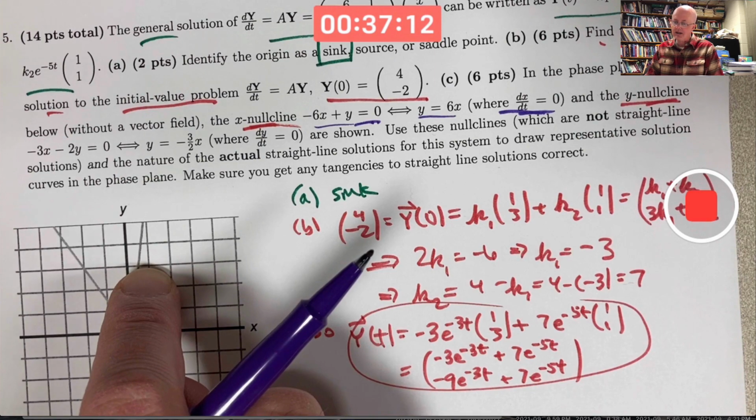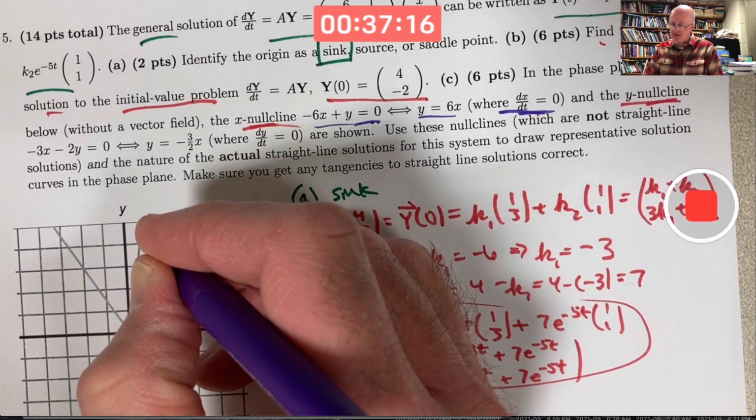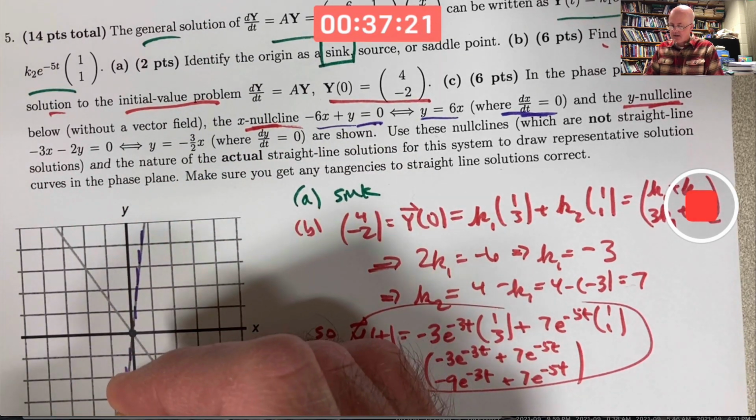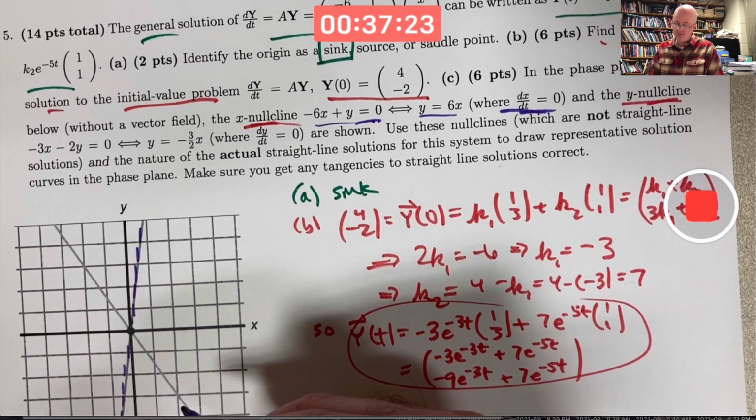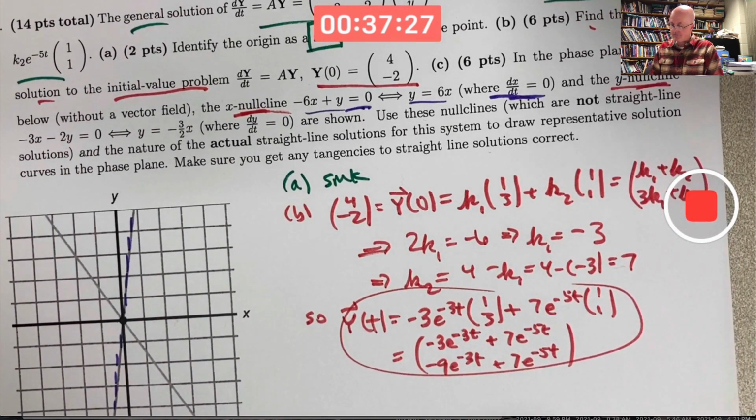It's the x nullcline. Solutions have to cross that with a vertical tangent because the x component of their velocities, so to speak, the velocity vectors, are going to be 0. They could cross it going up or down. You have to figure that out later.